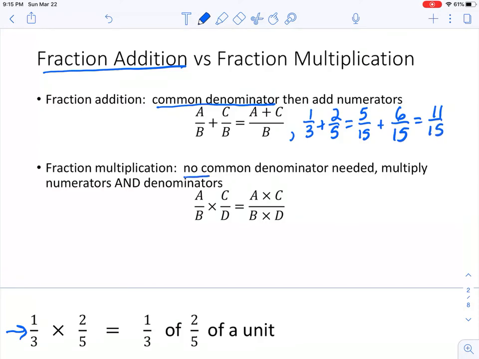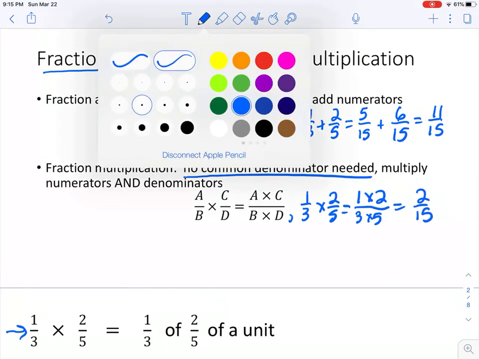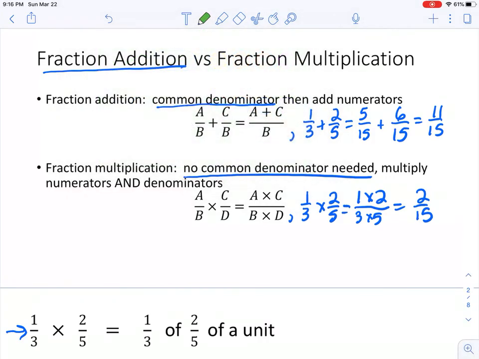With fraction multiplication, no common denominator is needed. Instead, we multiply the numerators and multiply the denominators, so we multiply straight across. If we look at 1/3 times 2/5, this becomes 1 times 2, multiply the numerators, 3 times 5, multiply the denominators, or 2/15.